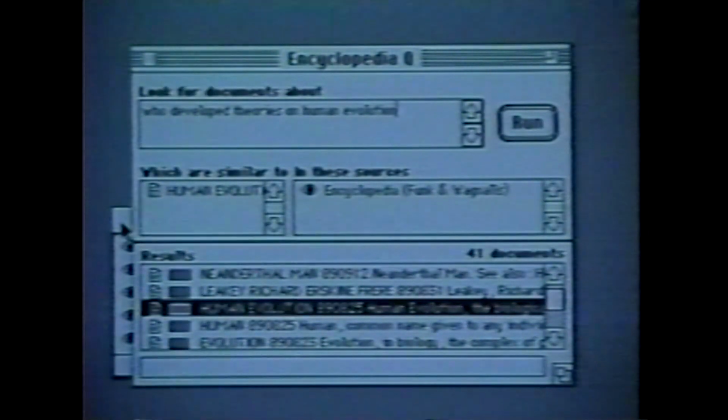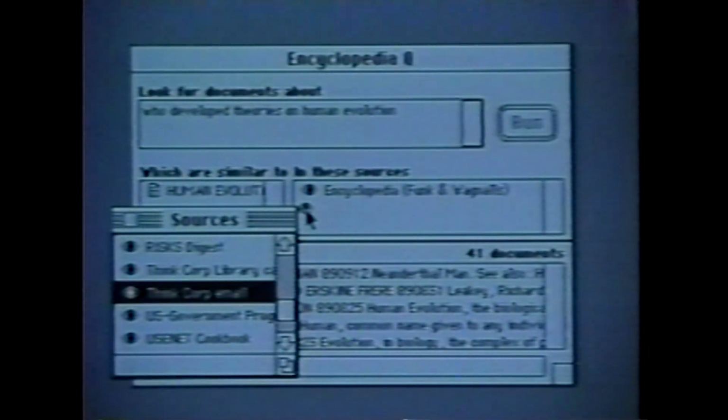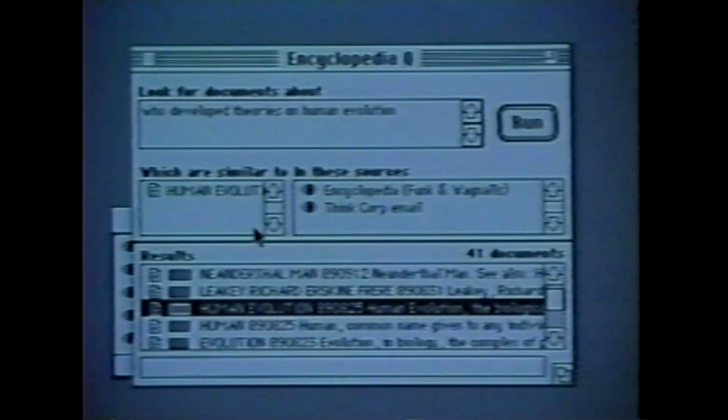I can also go back to my sources window and look up the same question in more than one source at once. For example, I remember seeing some email in Thinking Machines that described something to do with evolution, and I want to know who was talking about that. When I run the question this time, WAIS sends the question and this document to both of these servers, which could be anywhere in the world.